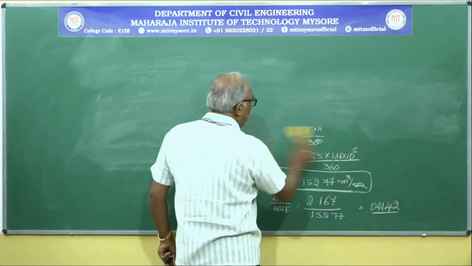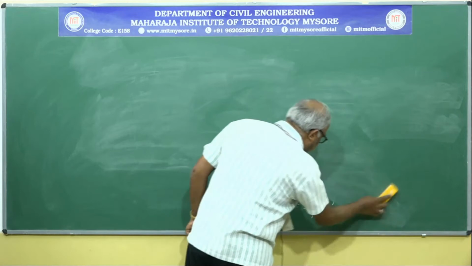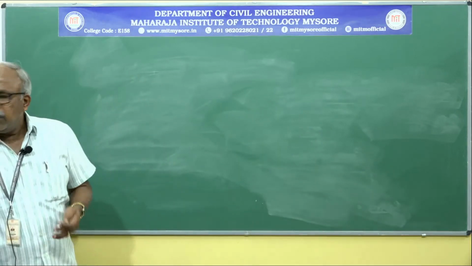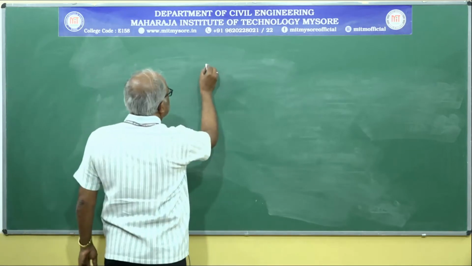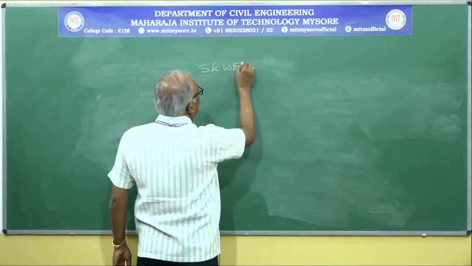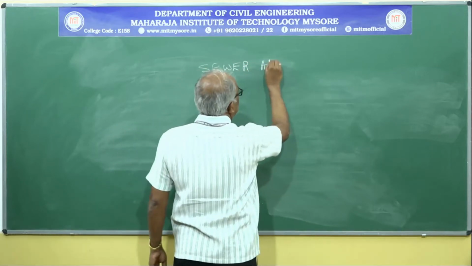Okay. Next, after knowing how to calculate the dry weather flow as well as the wet weather flow based on the intensity of rainfall, I directly pass on to sewer appurtenances.